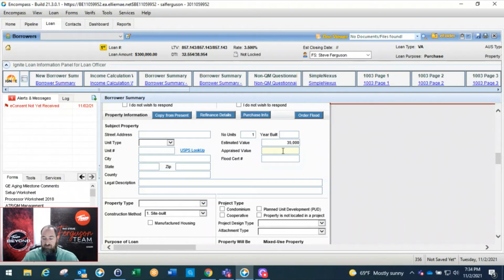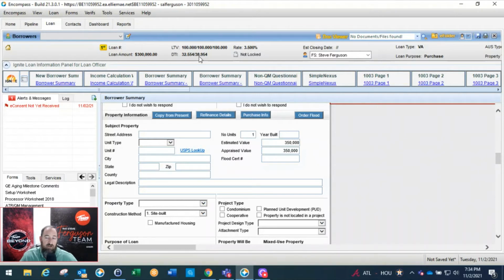Let me go fix this one more time. Okay, so we're going to estimate the value at $350,000. Now, if you look at the top, the front end and the back end debt to income ratio show. So we've got a 32.554% front end ratio and a 38.954% back end ratio. Because remember, the front end ratio is just the mortgage loan by itself. The back end ratio is the mortgage and the car payment and that credit card payment that we put in.